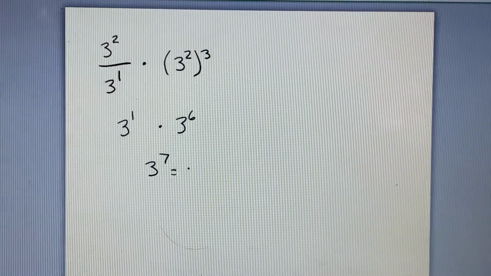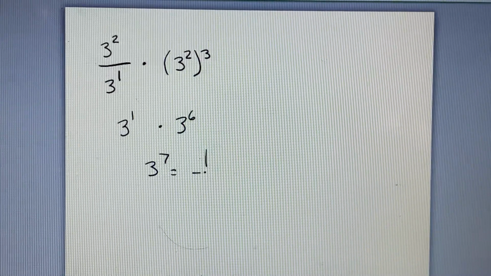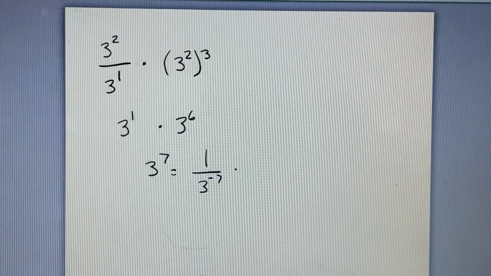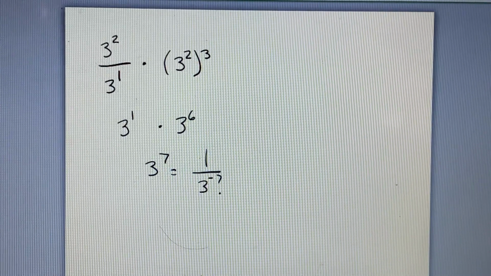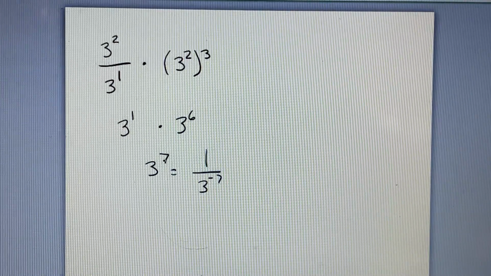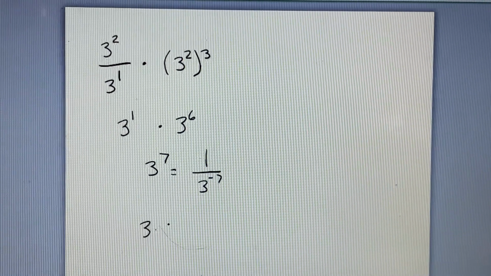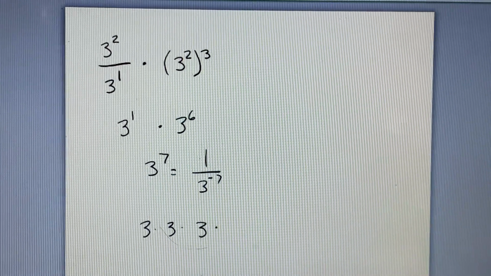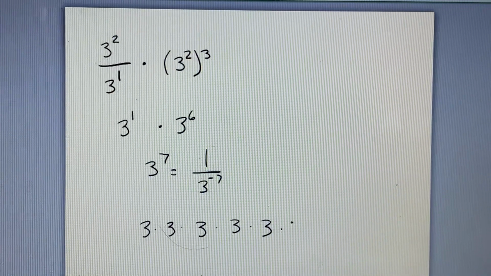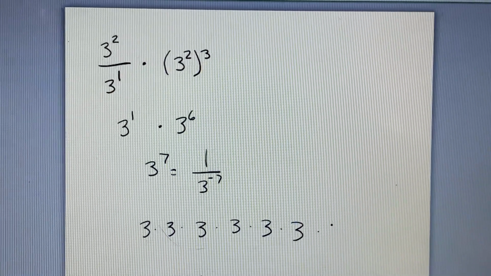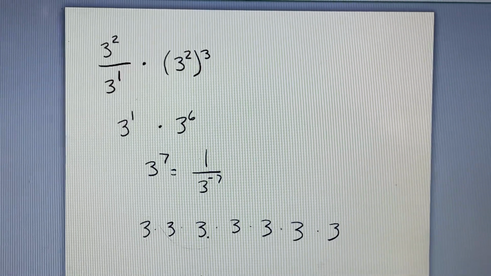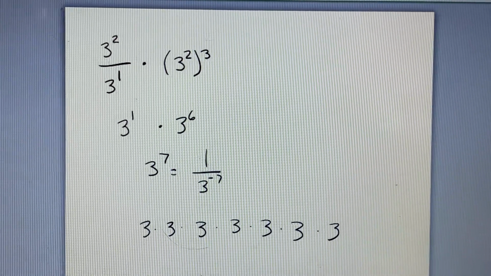Which again, this one could be written as 1 over 3 to the negative 7th, because remember when we flip something, we get a negative. And if I wanted to know my answer, if they said evaluate this, that would be 3 times 3 times 3 times 3 times 3 times 3 times 3. I wrote that 7 times. I'd probably punch that in a calculator because that number's going to get real big even for me.